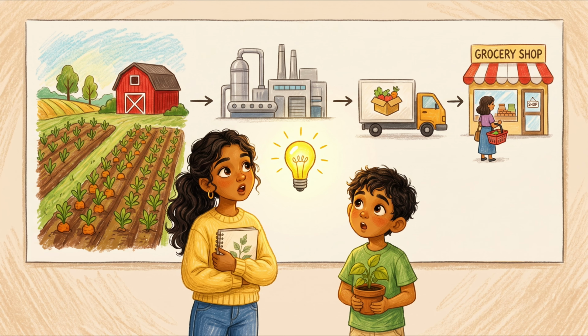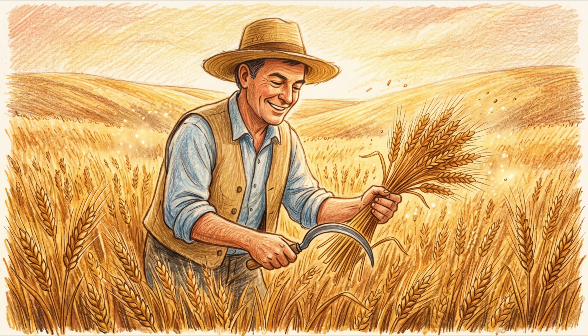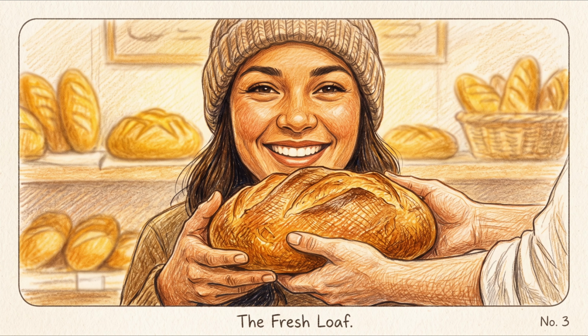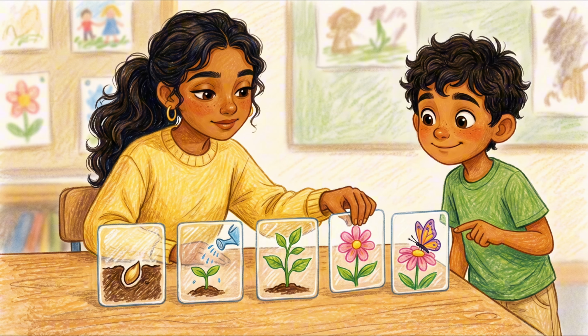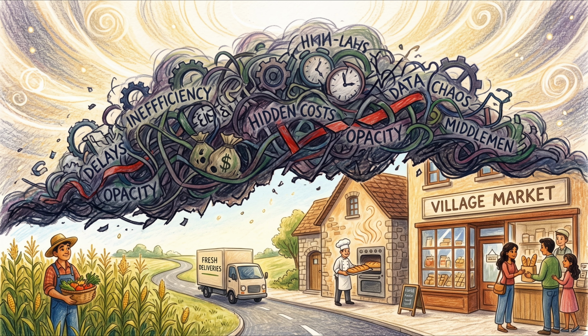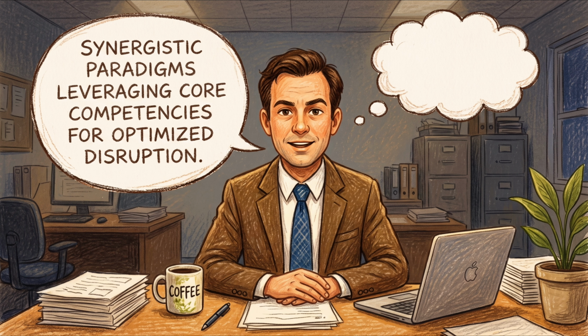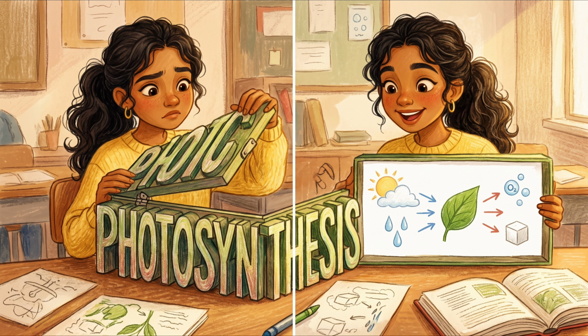Now the idea becomes visible. You can picture the farm, the truck, the baker, the shop, and the customer. That is what simple language does. It removes the places where confusion can hide. Words like optimization, integration, and strategic alignment may be useful, but sometimes we repeat these words without understanding what they mean. When you replace a technical term with a clear explanation, you discover whether you understand the idea behind it.